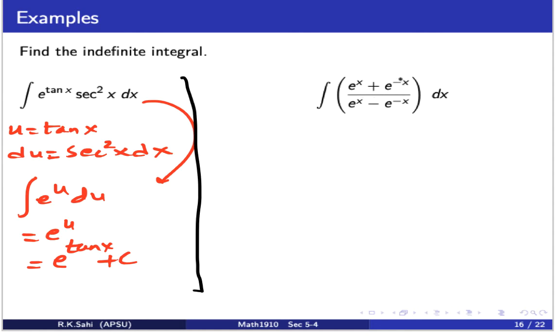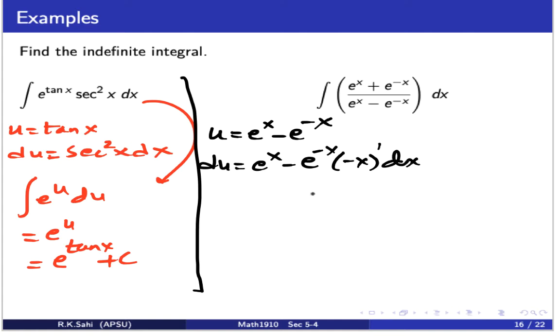Okay. Over here, you have two terms in the numerator and denominator. So, the first option is, let's do u substitution. If it works, perfect. So, you're going to say, if I take the differential of the denominator, I am going to get the numerator. Let's look at that. u is e to the power x minus e to the power minus x. What is du? e to the power x minus the derivative of e to the power minus x, which is minus e to the power minus x dx, which gives us e to the power x plus e to the power minus x dx.